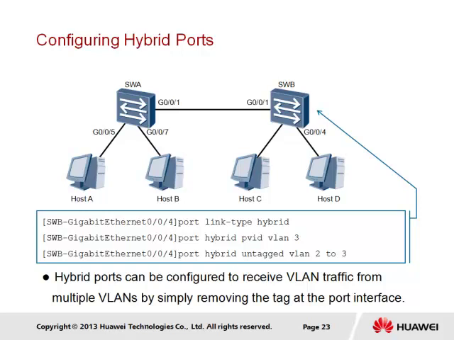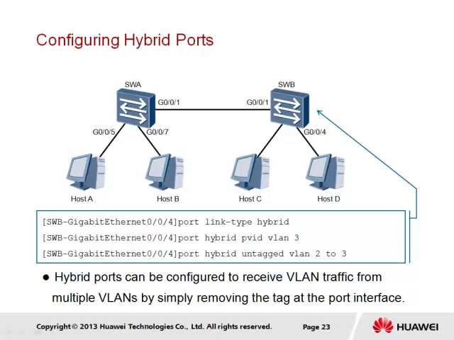The example shown here, however, takes this a step further and demonstrates one of the primary features of the hybrid port. In this case, we refer to switch B, and in particular interface Gigabit Ethernet 0/0/4 that is associated with host D. In this instance, the port link type is again hybrid, and the PVID for the interface is VLAN 3.